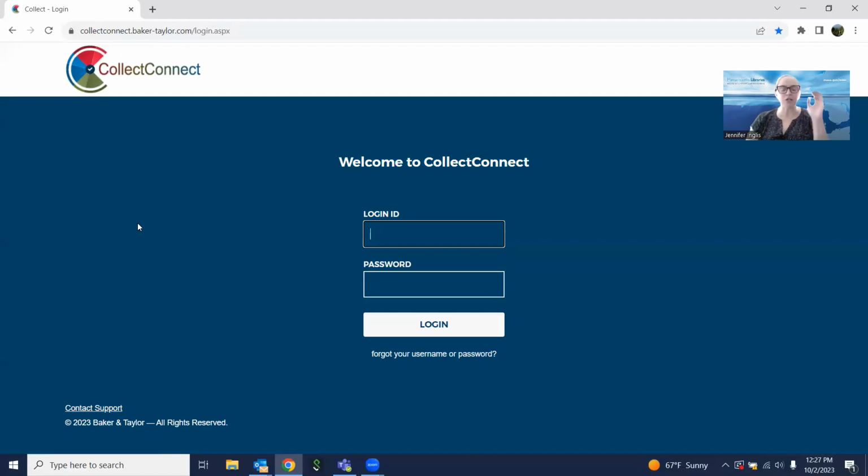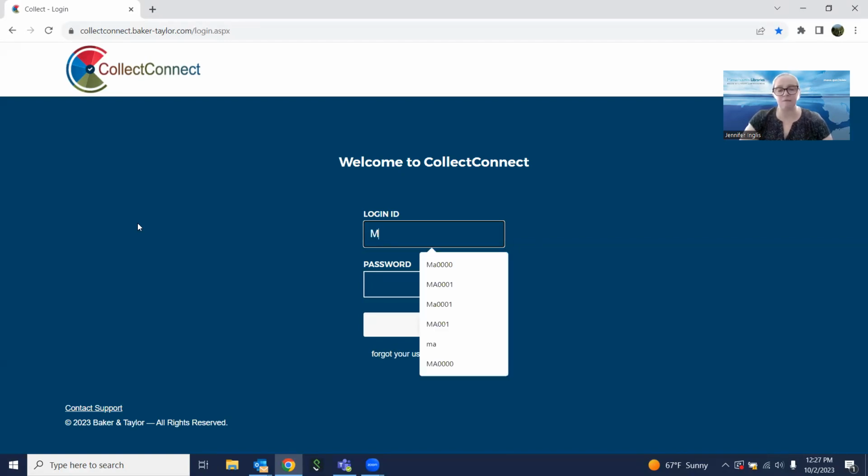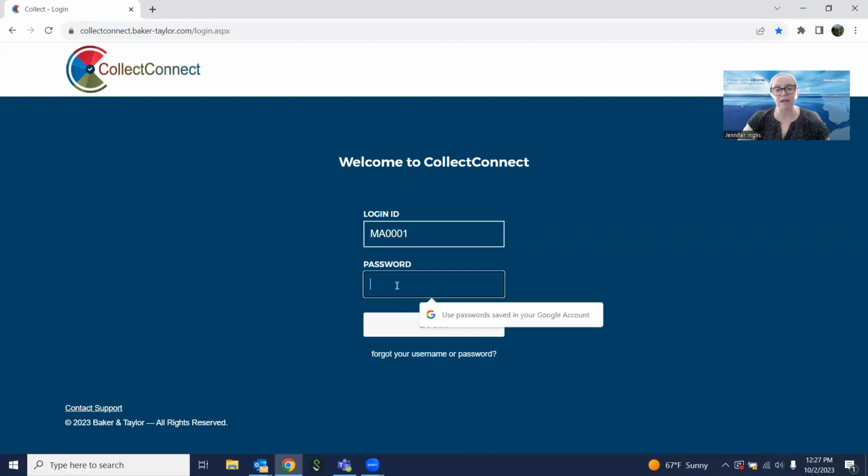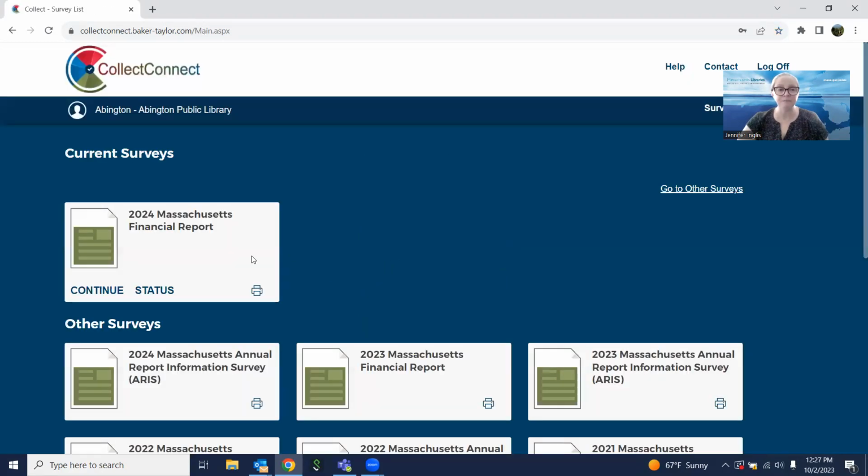This should look familiar to everyone because you would have done your ERIS, or the Annual Report Information Survey, in this system in the early summer or July, I guess. And we use the same thing for the financial report. You'll put in your login and your password. And I am logging in as a library right now.